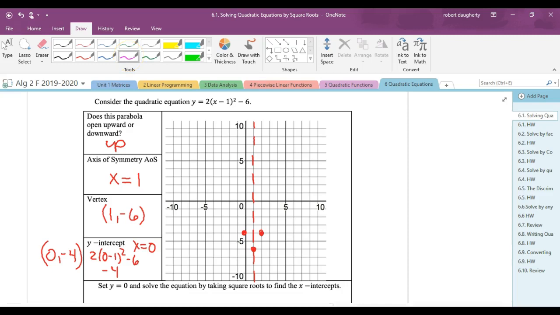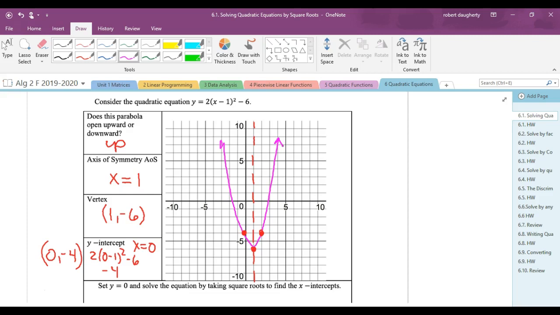Now, so I know what this parabola is doing at this point. It's doing something like this. Now, what I'm interested in is, where does it cross the x-axis? How do I find where it crosses the x-axis? When y is equal to 0. Okay. So y is equal to this. What will I set this equal to, to find out where it crosses the axis?